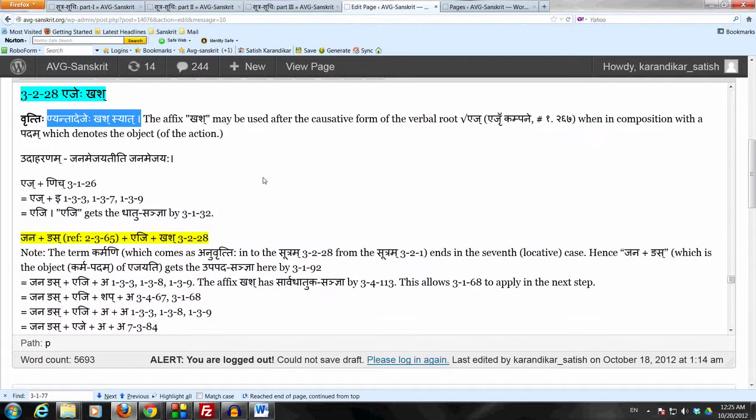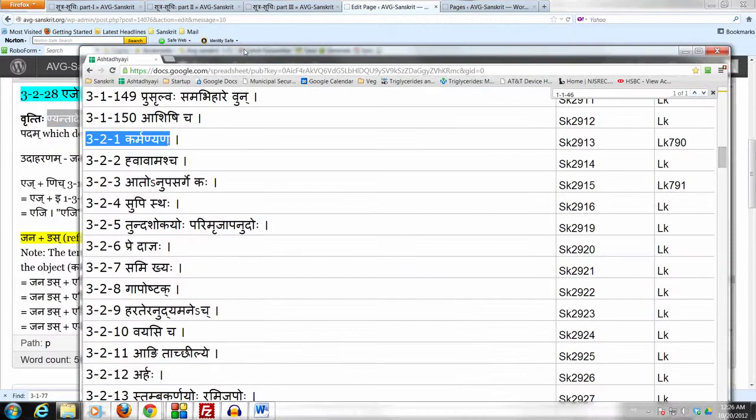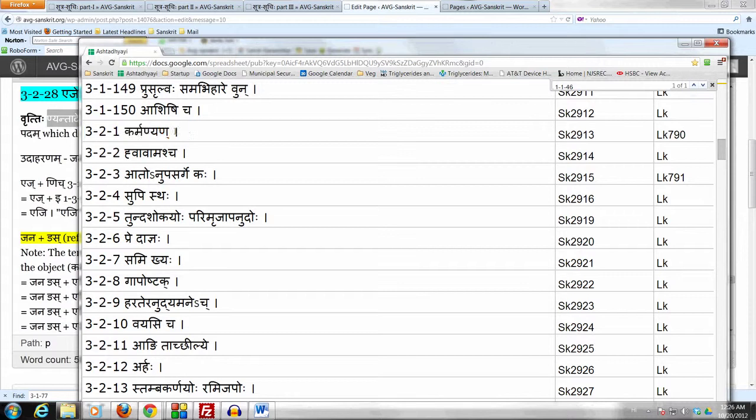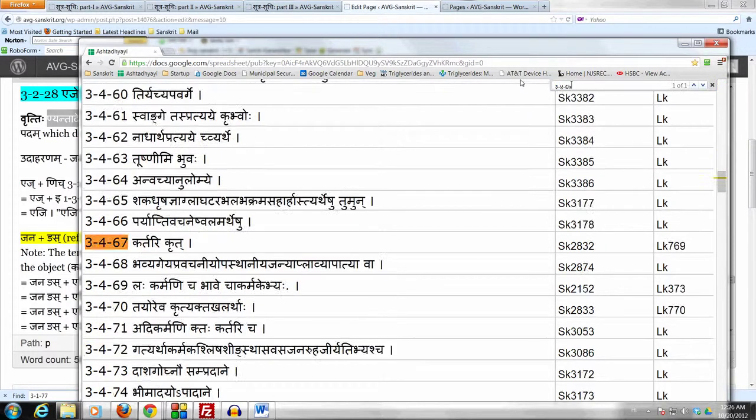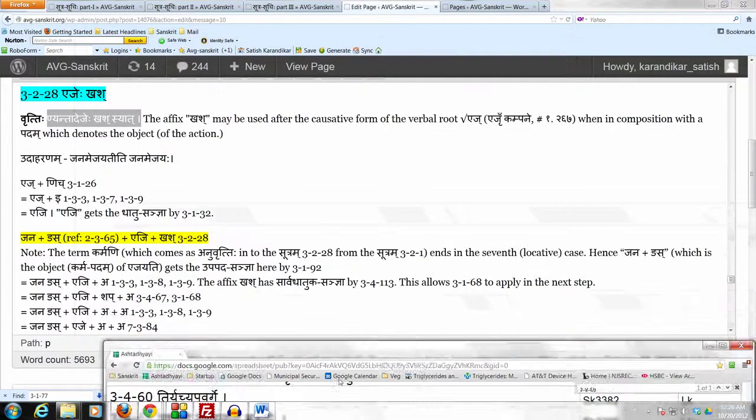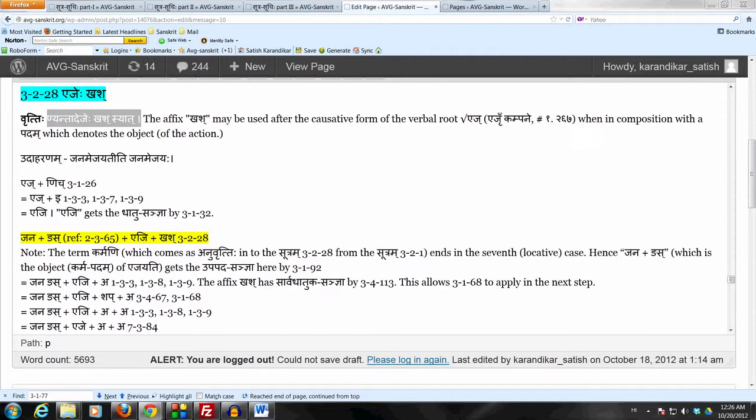So this sutram is an apavadaha for karmanyan. In the absence of this sutram, karmanyan, the affix an would have applied. So this affix khash is an apavadaha for the affix an prescribed by 3 to 1. Let us not forget 3467 kartri krit. So the affix khash is used to denote the subject of the action, the one who is the doer of the action. So it's one who makes someone tremble or shake.